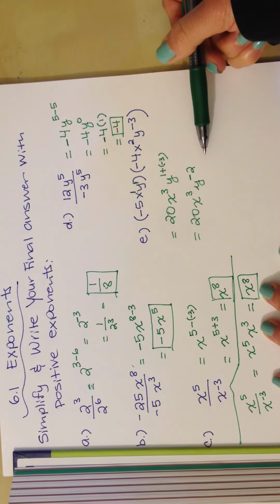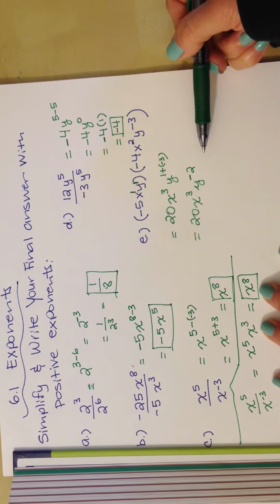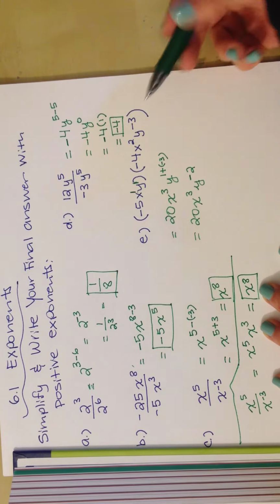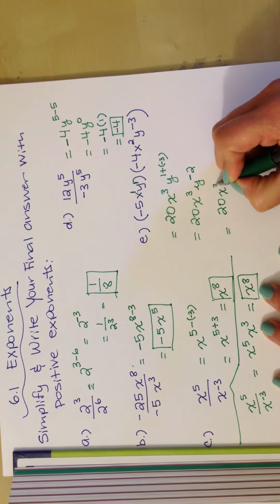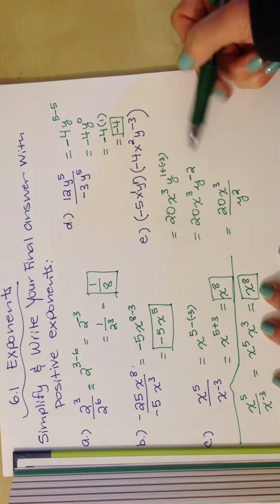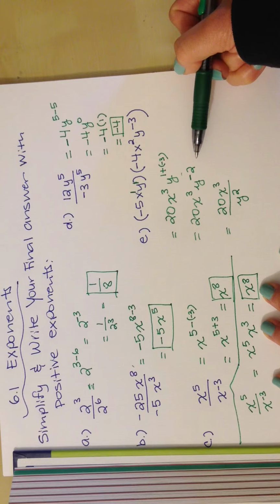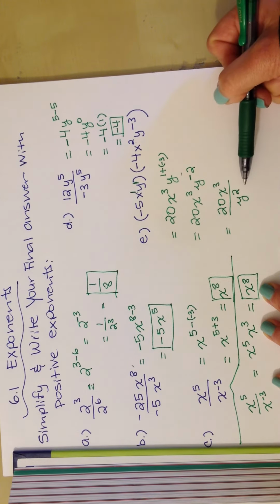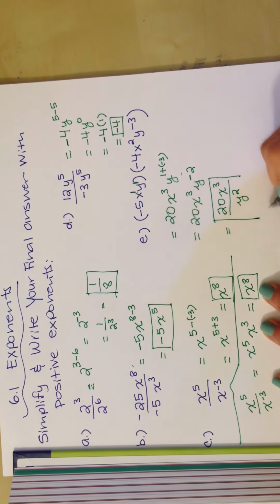Since my answer contains a negative exponent, I have to rewrite it so that my final answer has a positive exponent, which leaves me with 20x to the third over y squared. If you have a term with a negative exponent in the numerator, if we rewrite it so that we put the term in the denominator, the exponent will be positive. And we have our final answer.